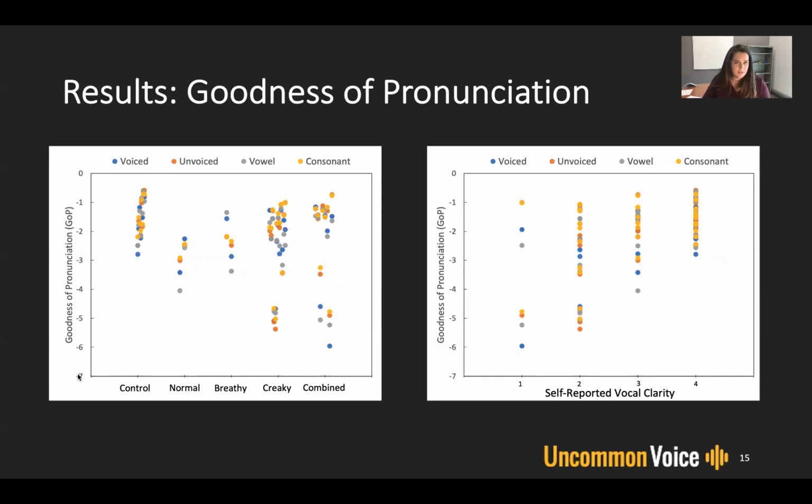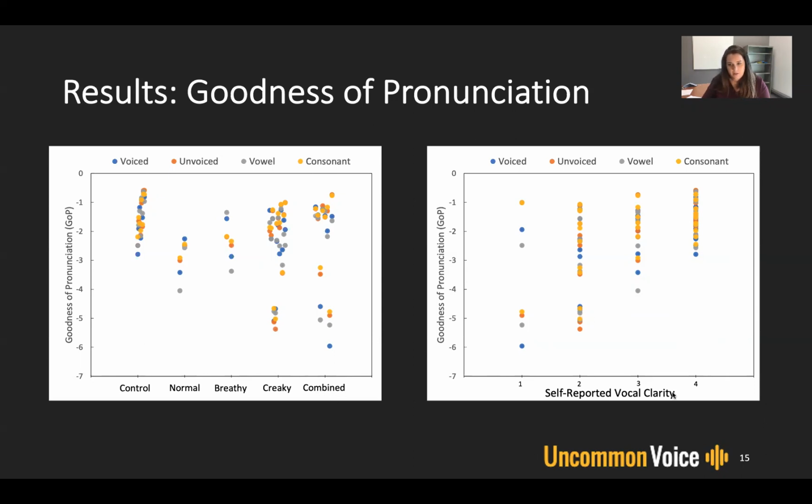You can see that they have a little bit less goodness of pronunciation. Breathy has a similar variation. Creaky has a pretty wide variation of goodness of pronunciation, and combined breathy and creaky is even wider.